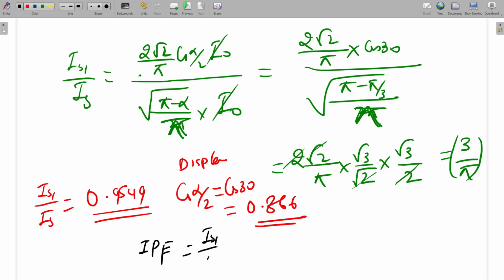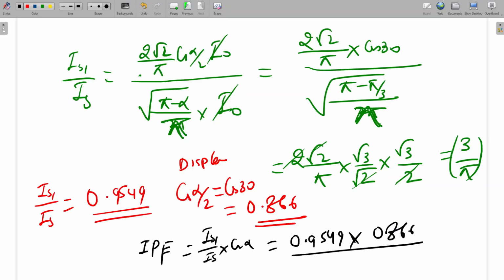So input power factor will be IS1 by IS into cos alpha by 2. So 0.9549 into 0.866. I think this type of question they have not asked in GATE till now. Maybe they can ask in upcoming years. So you should be ready with all this kind of question. So 0.9549 into 0.866. How much?